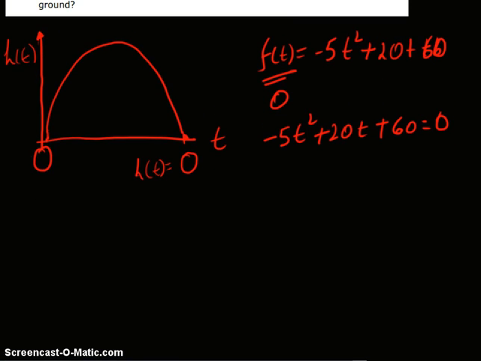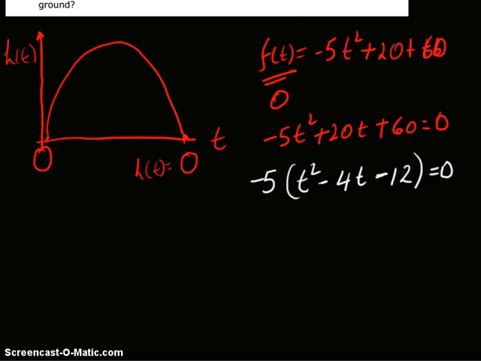Now let's go ahead and factor out negative 5 in this case. If I factor out negative 5, it makes it a little easier. When I factor out negative 5 from t squared, I get 1t squared. When I factor out negative 5 from 20t, I get negative 4t, because negative 4t times negative 5 makes 20t. And when I factor out negative 5 from 60, I get negative 12. And then this whole thing is equal to 0.